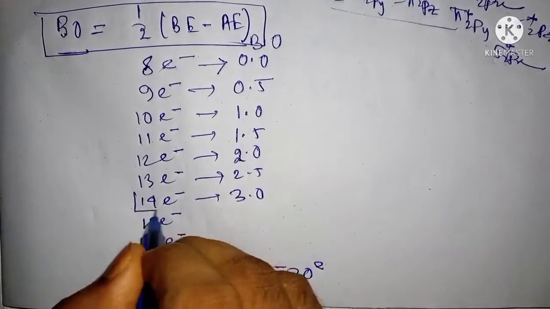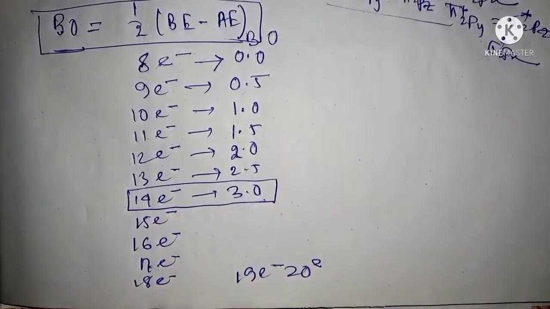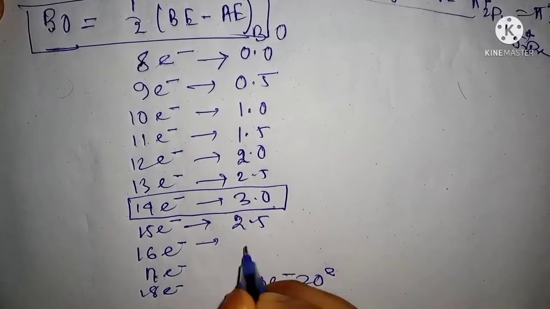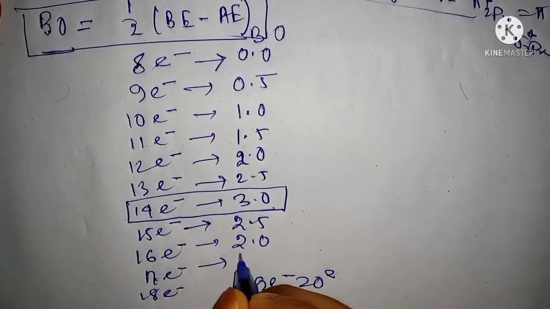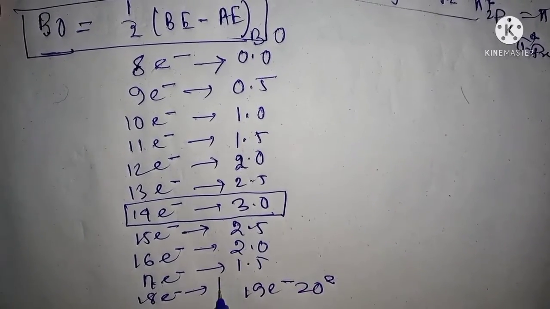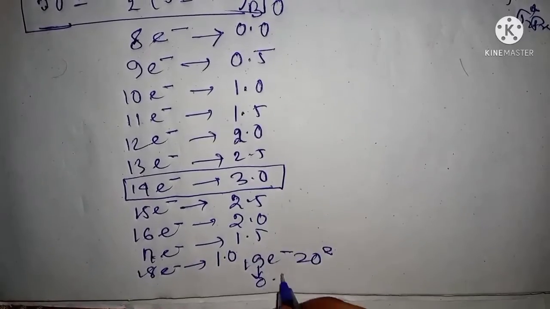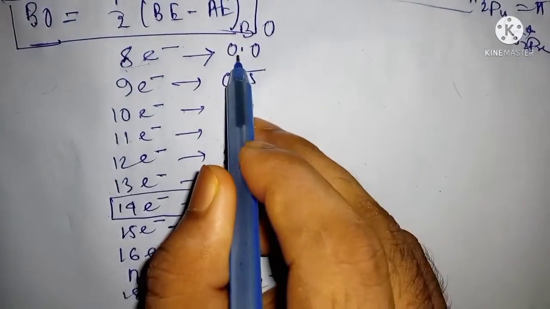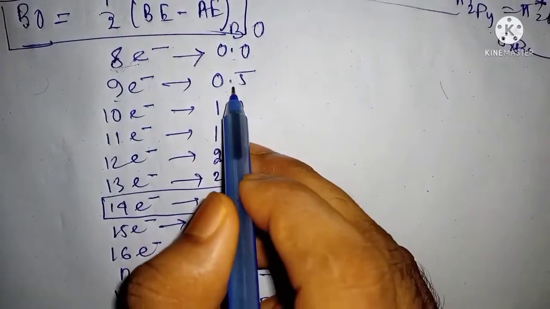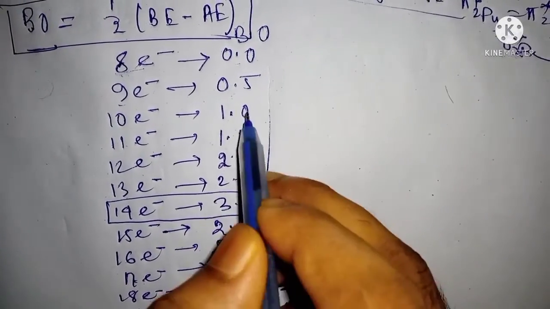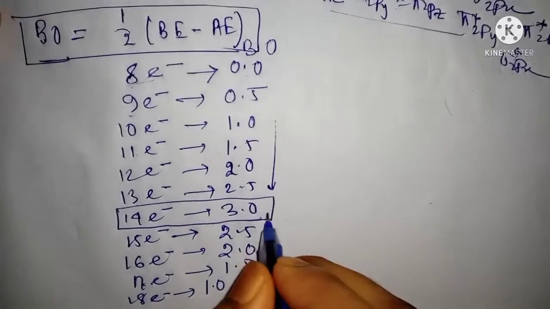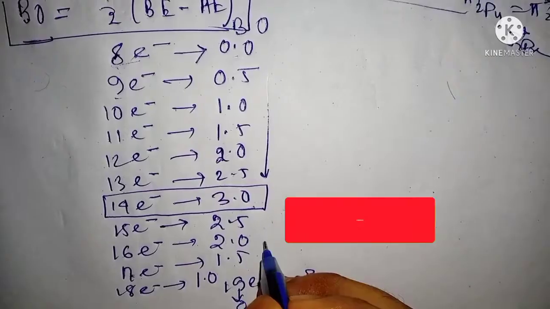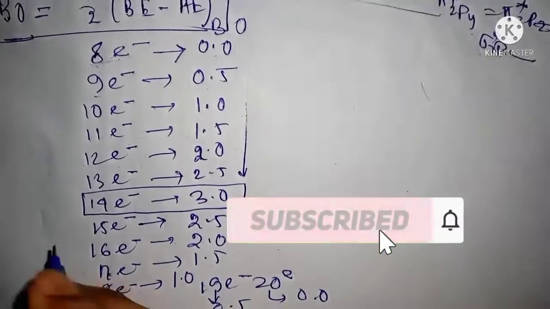14 is the maximum bond order, which is 3.0. And 15 electrons is 2.5, 16 is 2.0, 17 is 1.5, 18 is 1.0, 19 is 0.5, and 20 electrons is 0.0 bond order. So 8 is 0.0, 9 is 0.5, and going down the side it increases by 0.5 up to 3, which is the maximum bond order. Now from 15, it decreases by 0.5 in bond order. So this is the trick.